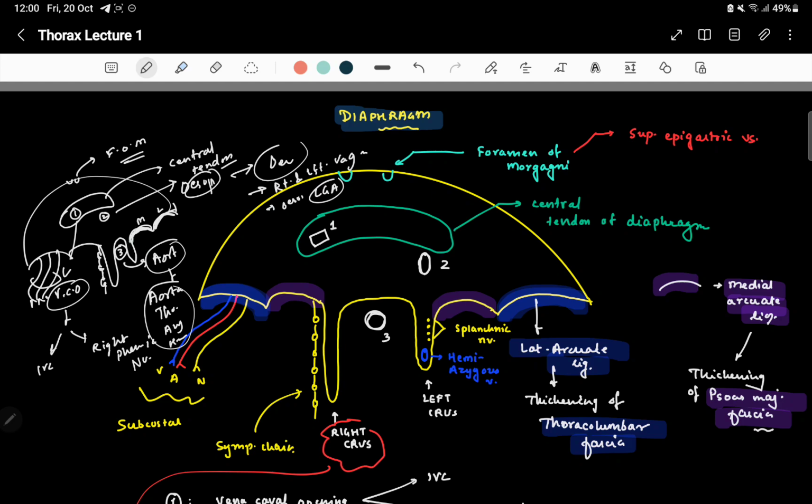In the left crus, we can see the splanchnic nerve, and your hemiazygous vein can be visible also.